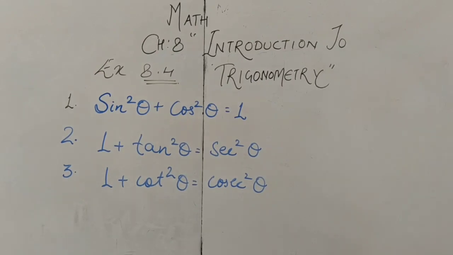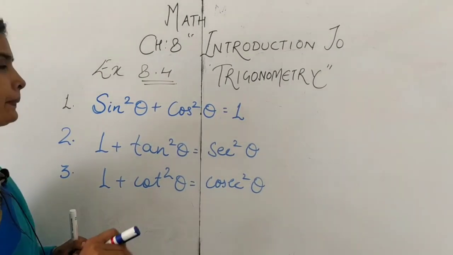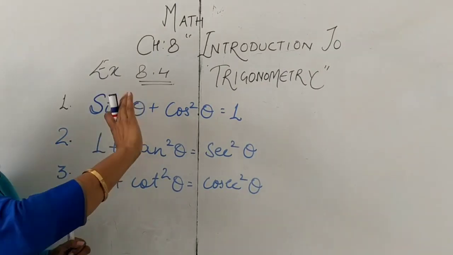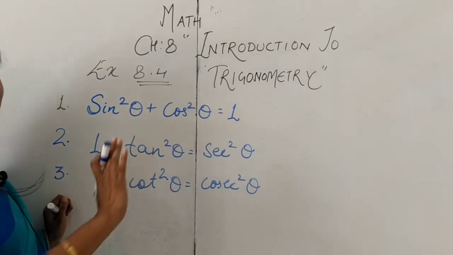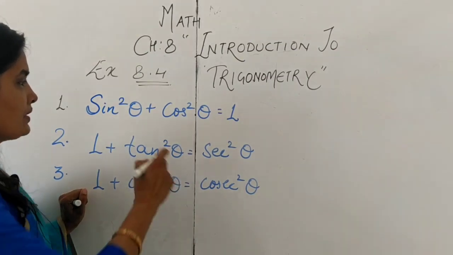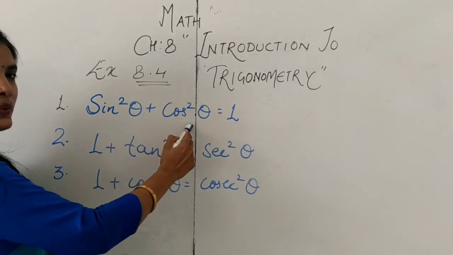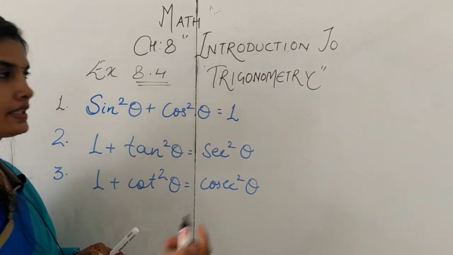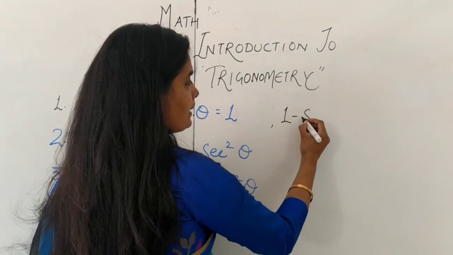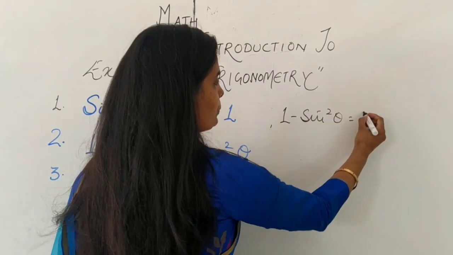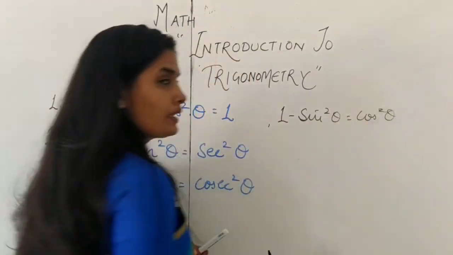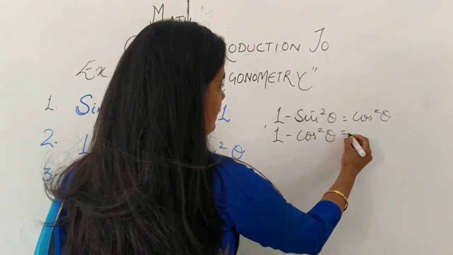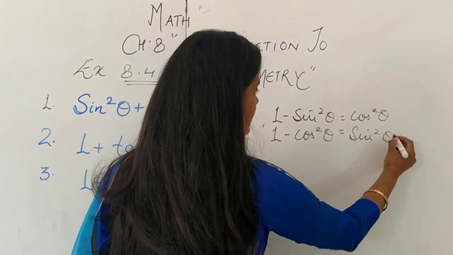Yes, now come to next exercise, exercise 8.4. 8.3 is not in your course now. 8.4 is fully based on identities, means you have to learn all the identities first of all. Suppose your first one is sin square theta plus cos square theta equal to 1. With the help of this identity you can make two more identities, like 1 minus sin square theta equal to cos square theta, or one more identity, 1 minus cos square theta equal to sin square theta.